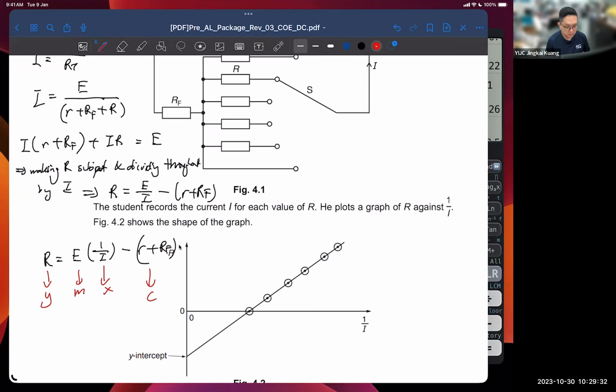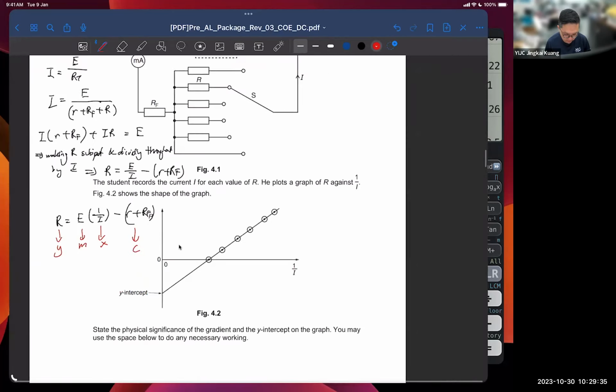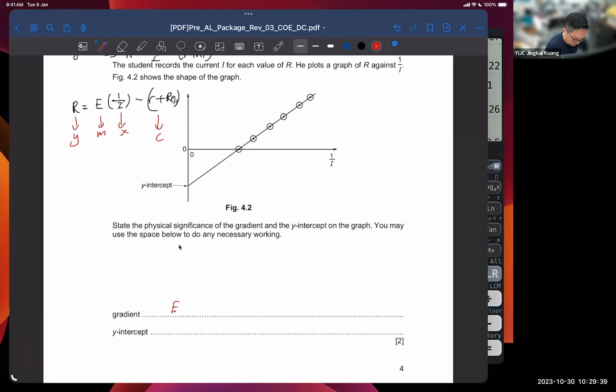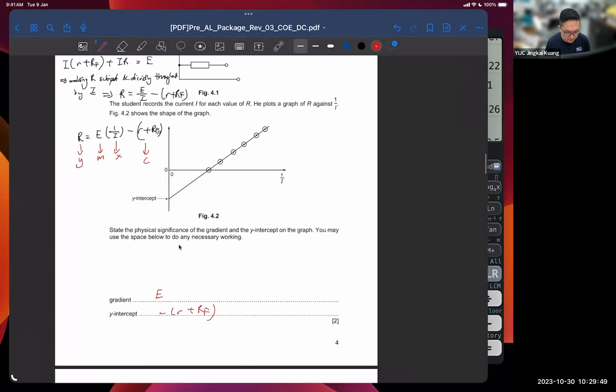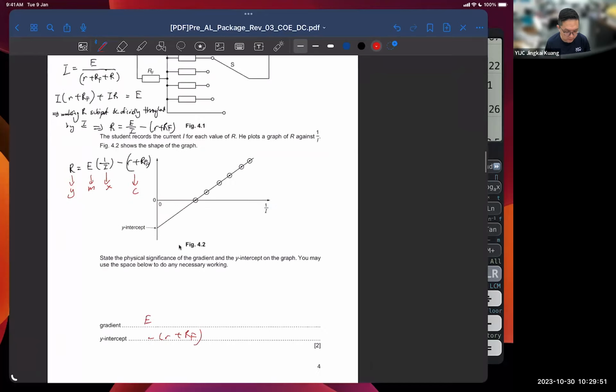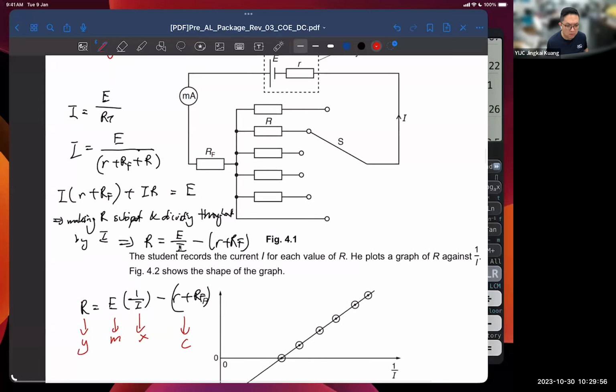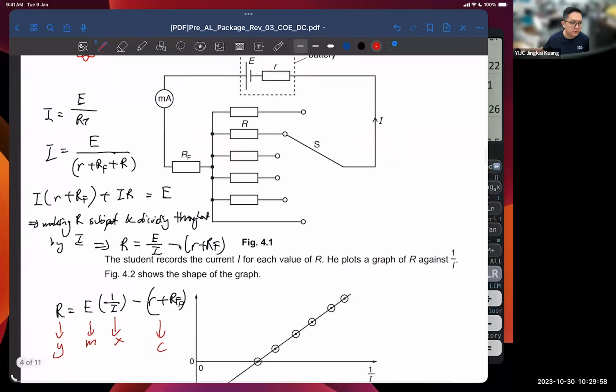Then you can fill in the blanks. So this one here, the gradient is EMF. This is negative (r plus RF). So it's the math part. Not too difficult. I think it's a bit confusing because you might not know how to start. So go back to the basics. If you start from basics, you can't really go wrong. I think there's no shortcut for this question.